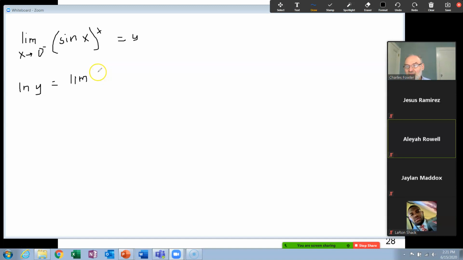And then it'll be the log of, and that log is going to be x times log of sine x. Goodness gracious, my nose is itching like crazy. Okay, I'm skipping steps now too. Sorry about that. Okay, let me make sure I haven't skipped too many.